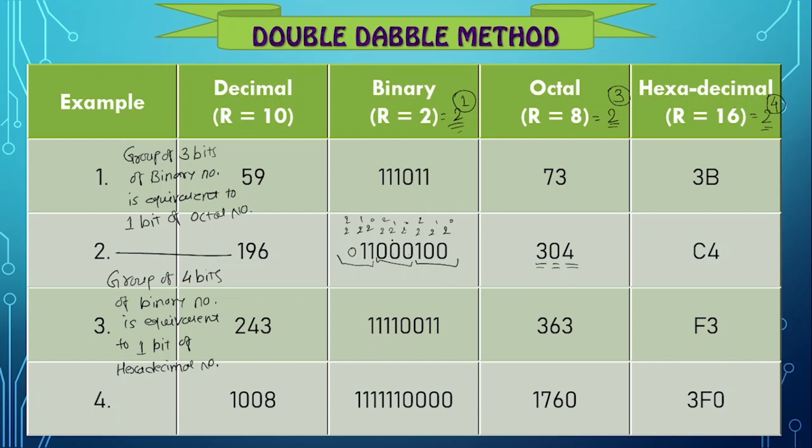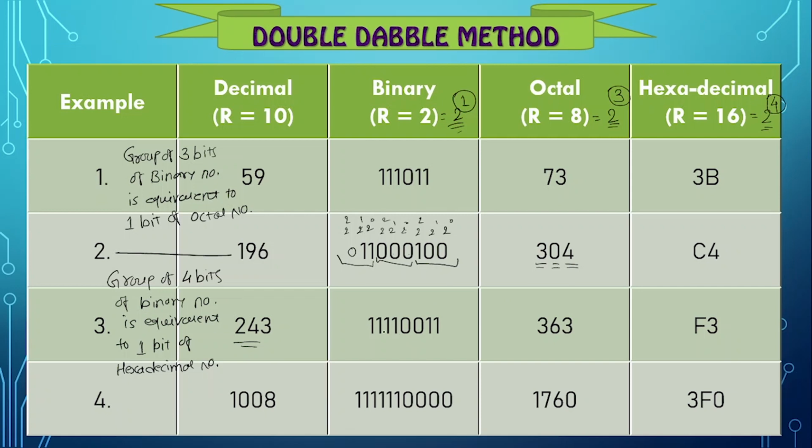In this way you can directly convert any binary number into an octal number by taking groups of 3 bits. Now if you want to find the equivalent hexadecimal number, then you will take groups of 4 bits. So for the next number, say 243.